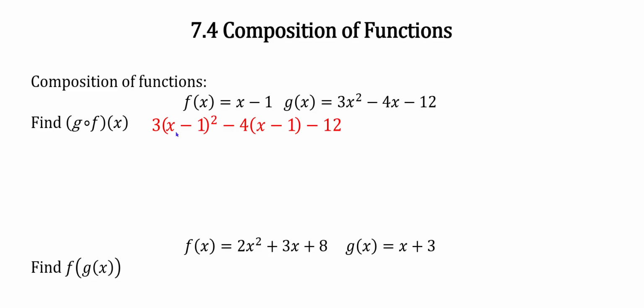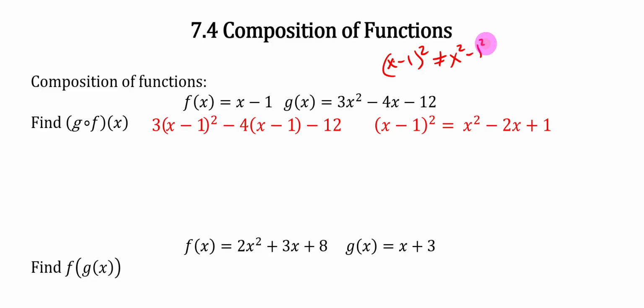Now, we need to compute this, or at least simplify this. So this over here is just scratch work. Just remember x minus 1 squared is not x squared minus 1 squared. Doesn't work that way. What it is is x minus 1 times x minus 1. You've got to FOIL that out and you'll get this. So we're going to take this and put it in the place of this.